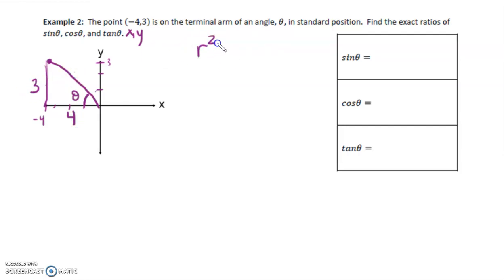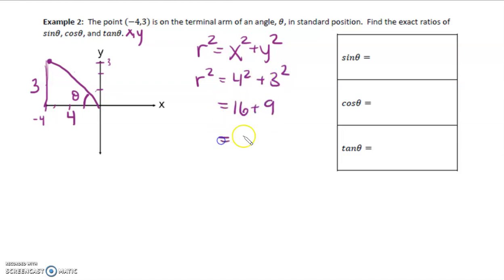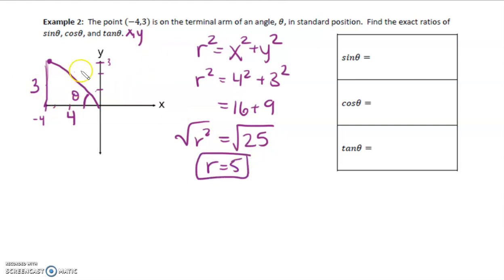So radius squared equals x squared plus y squared. Our radius is going to be 4 squared plus 3 squared, which is 16 plus 9, which is 25. So when we root both sides, our radius is just 5. Everyone should be familiar with the 3, 4, 5 triangle. 3, 4, 5 is a Pythagorean triple. It works out perfectly with Pythagorean's theorem.